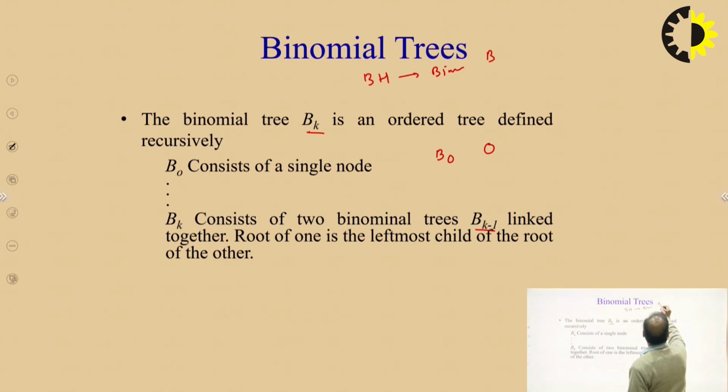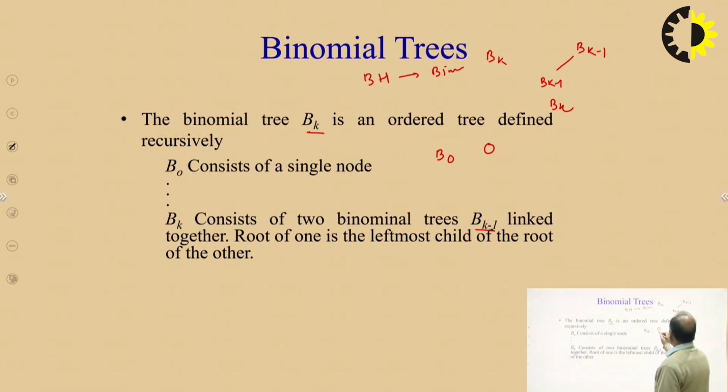So if we are talking about a binomial tree of order k, this Bk is defined recursively as Bk minus 1 and Bk minus 1. Root of one is the left child of the other. See this? Root of one is the leftmost child of the root of the other. So this is how it is defined. Bk is nothing but a collection of 2 Bk minus 1.